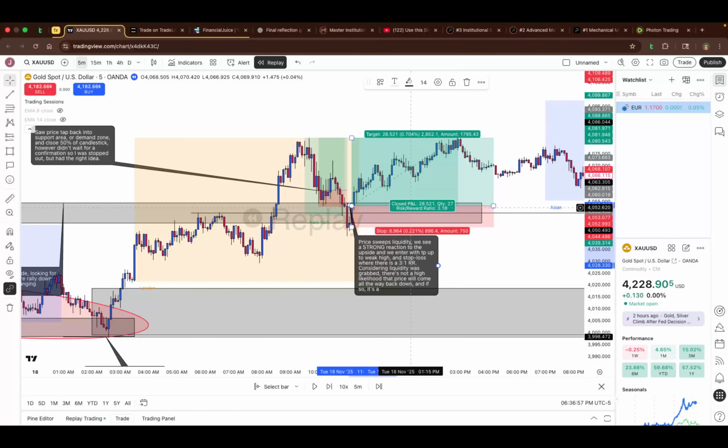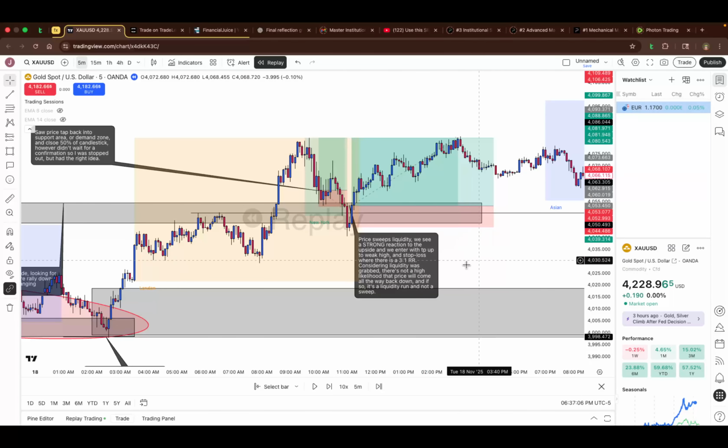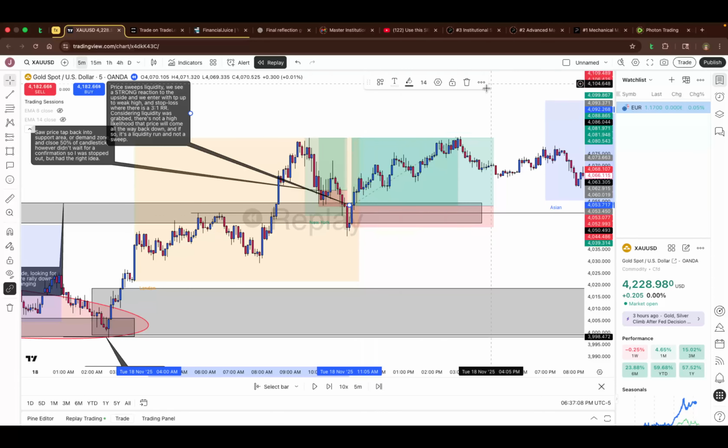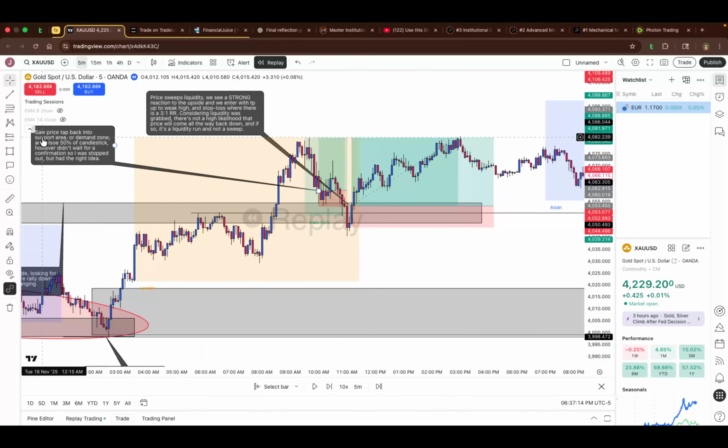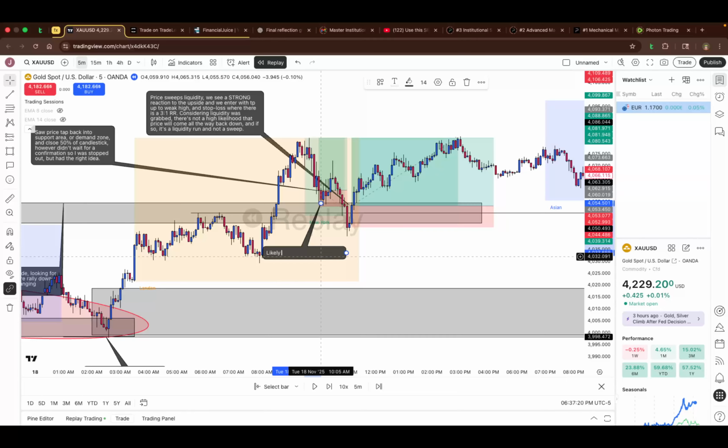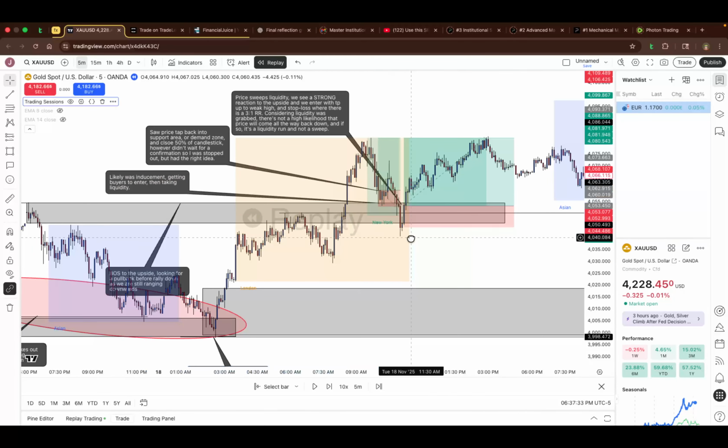it's a liquidity run and not a sweep as we want to see. Sweep down and continuation. We see this was inducement right here. See this? Likely was an inducement, getting buyers to enter and taking liquidity. Yeah, that was that for that trade.